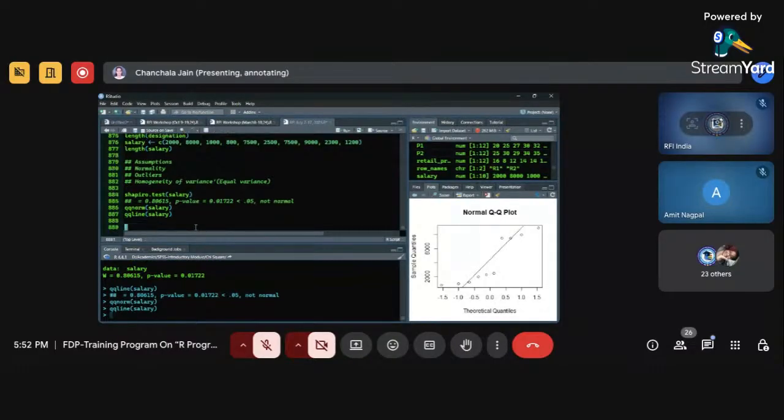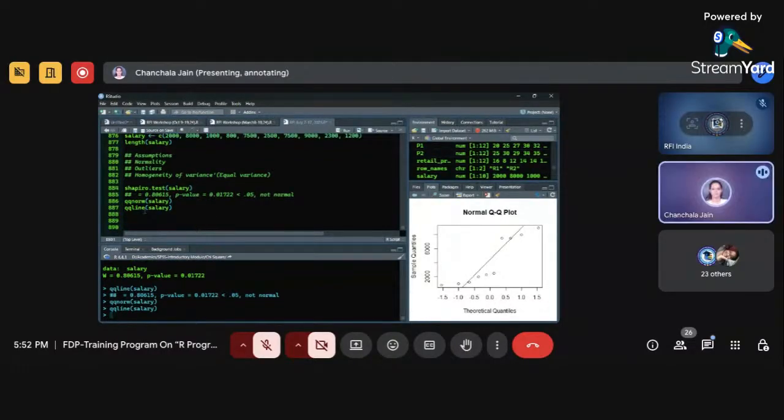So you can do visualization also of the normality for the salary variable, and you can see there is a large deviation in the data points and the fitted line, right?